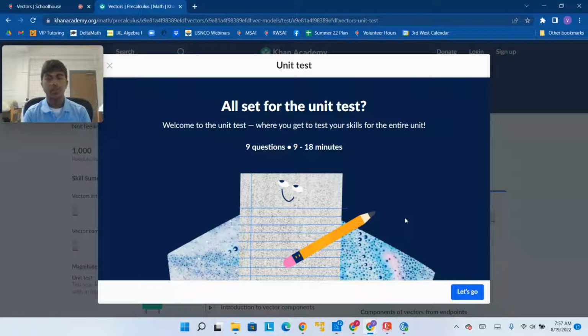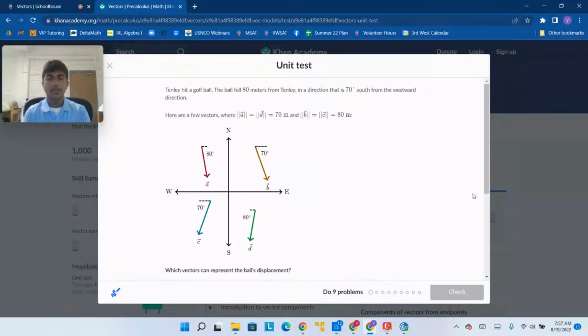But let's get started on these questions now. Okay. Tenley hit a golf ball. The ball fell 80 meters from Tenley in a direction that is 70 degrees south from the westward direction. Here are a few vectors where the magnitude of A equals the magnitude of D equals 70 meters, and the magnitude of B equals the magnitude of C equals 80 meters. Which vectors can represent the ball's displacement?